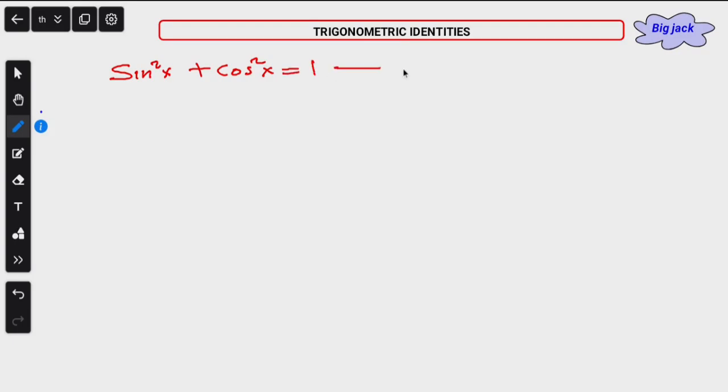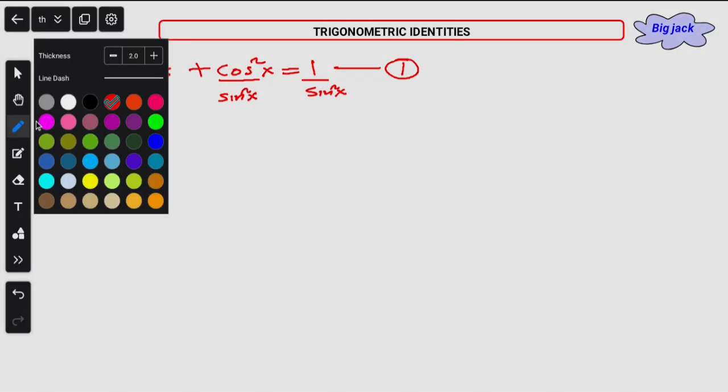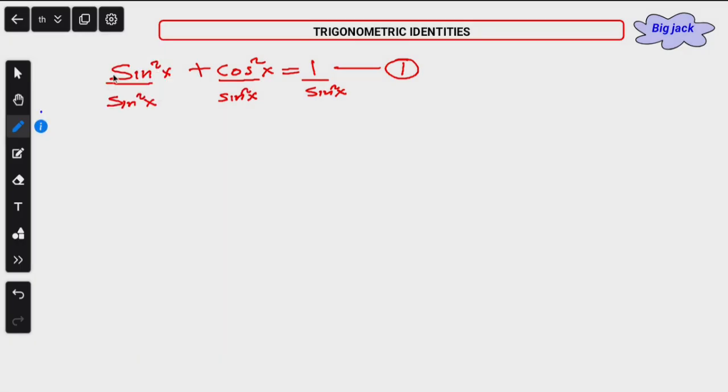This is the first identity. The second one is, let's say for example, if we divide sine squared x throughout, what are we going to have? Here we want to say that this one and this one are going to cancel each other. Then what are we going to have? We're going to have 1.